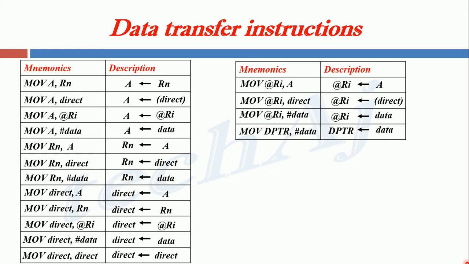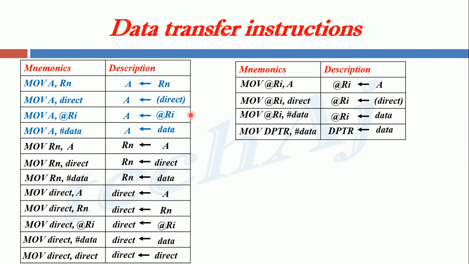This is about the move instruction. It is used to perform the data transfer operation related to the internal RAM memory. Now, if you observe all these instructions, we can group these instructions depending upon the type of destination operand and type of source operand.